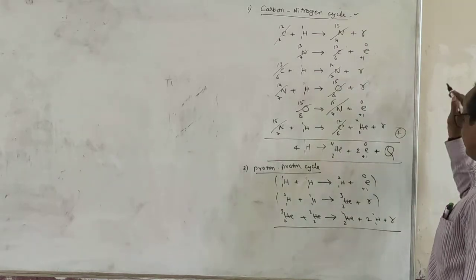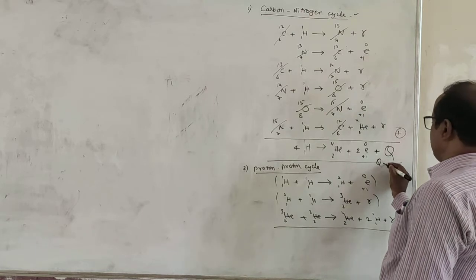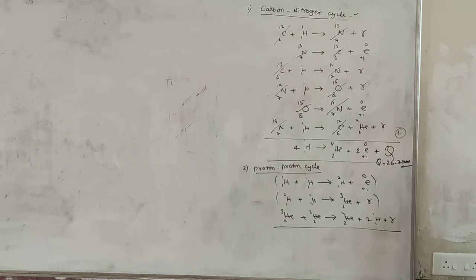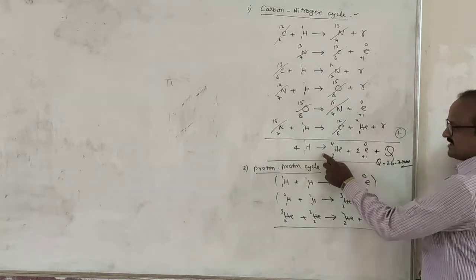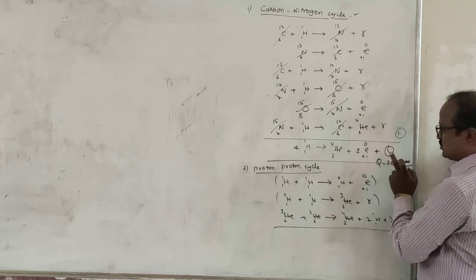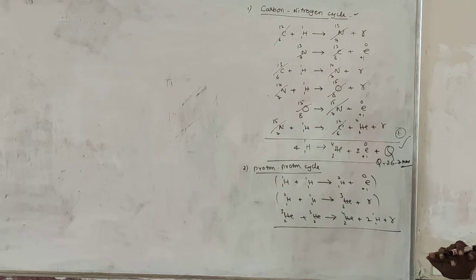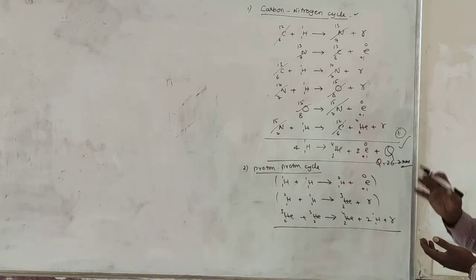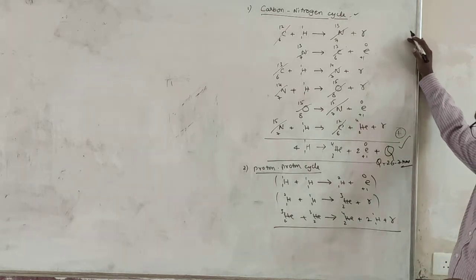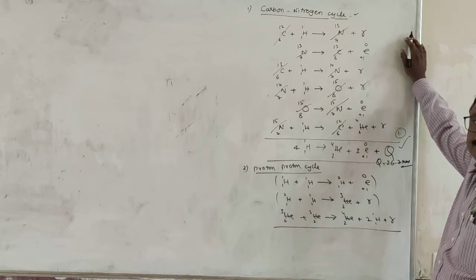Gamma rays mean energy, and the energy is represented by Q. Experimentally, this value of Q is found to be 26.7 MeV. That's why 4 protons combine to form a helium nucleus plus 2 positrons and also 26.7 mega electron volts of energy. This reaction takes place in the cycle known as the carbon-nitrogen cycle. This was introduced by the scientist Bethe. That's why it is also called the Bethe cycle.